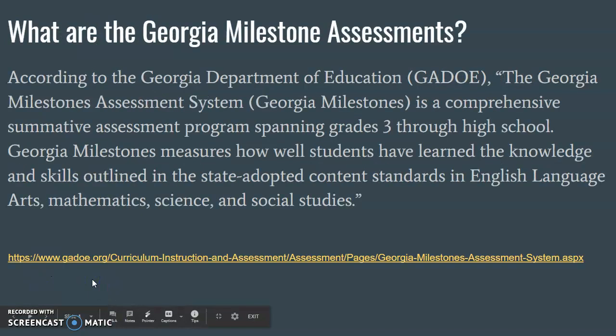Let's begin by talking about what the milestones assessments are and why they are important to our school. According to the Georgia Department of Education, the Georgia Milestones Assessment System, or the Georgia Milestones, is a comprehensive summative assessment program spanning grades 3 through high school. The Georgia Milestones measure how well the students have learned the knowledge and skills outlined in the state-adopted content standards in English language arts, mathematics, science, and social studies. We use this assessment to show how much content the students have learned, indicating their preparedness for upcoming grades, and allowing teachers to use these scores to improve their own teaching practices.